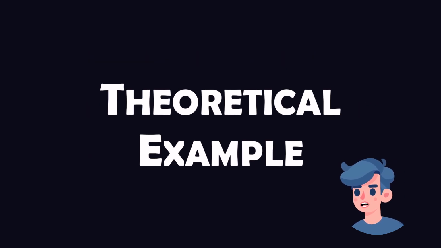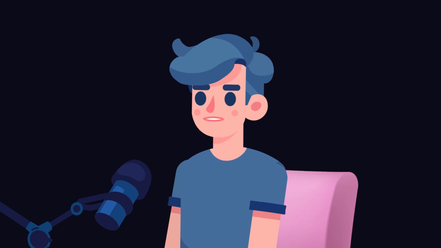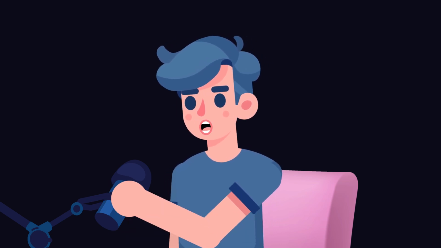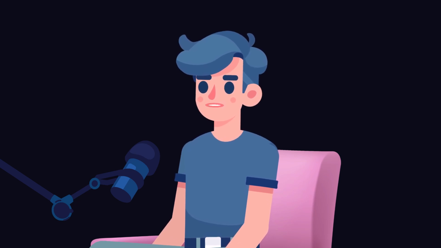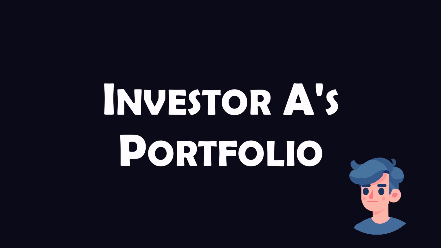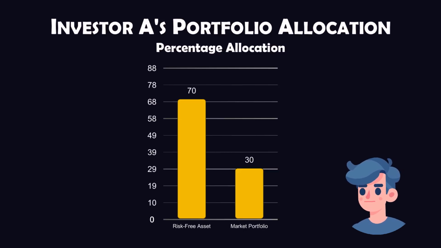Let's break this down with an example. Imagine you have two investors, Investor A, who is risk-averse, and Investor B, who is a risk seeker. According to the theorem, both could potentially achieve their desired outcomes by investing in different proportions of the same two mutual funds. If Investor A wants a safer portfolio, they might allocate 70% of their assets to the risk-free fund and 30% to the market portfolio. Conversely, Investor B might allocate 30% to the risk-free fund and 70% to the market portfolio to target higher returns.